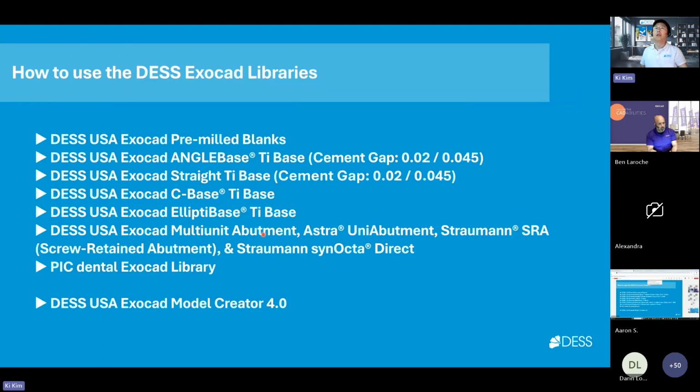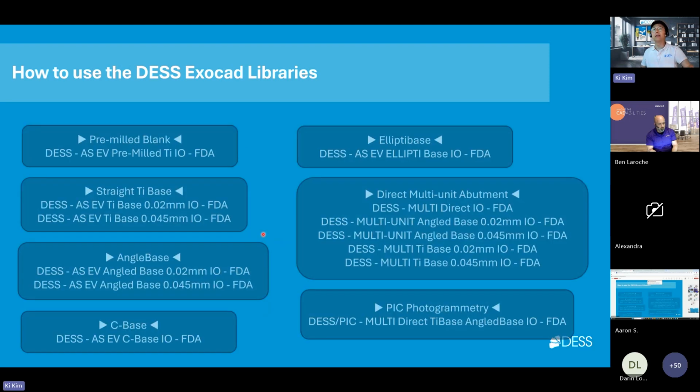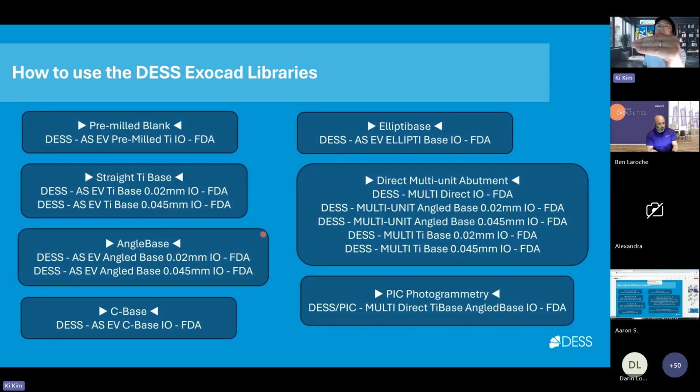So you see that we have eight different categories: pre-milled, angle base, straight tie base, C base, elliptabase, and then direct MUA, and then model creator. So you can see primitive blank. The DESS library format is DESS hyphen, and then AS means it's Astra EV, and then pre-milled. It says what type of library it is.